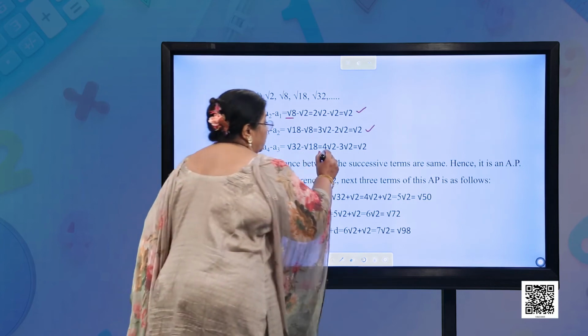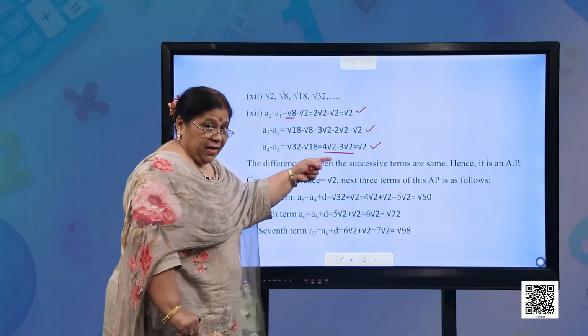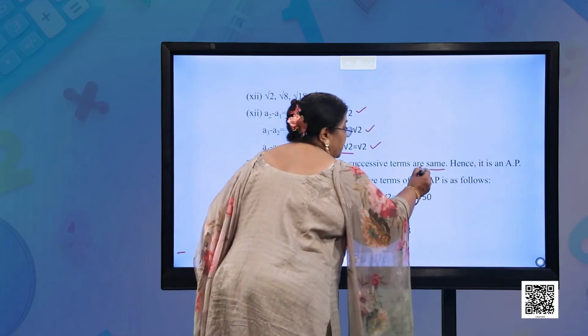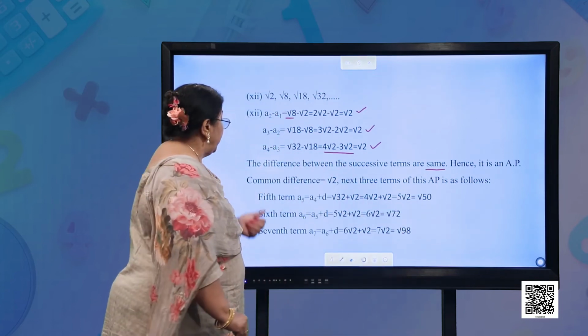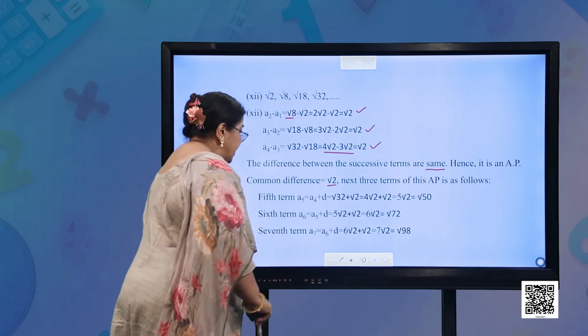So, 4 root 2 minus 3 root 2 is again root 2. See how interesting it is. Is it forming an AP? Yes. The difference between the successive terms is the same, hence it is an AP. So, the common difference is square root 2, and the next 3 terms of the AP can be written as follows.